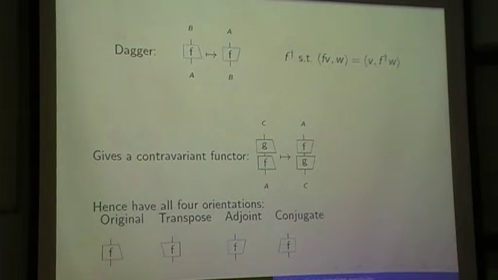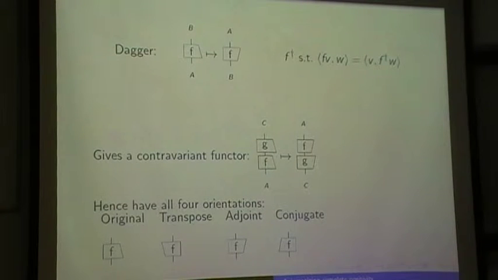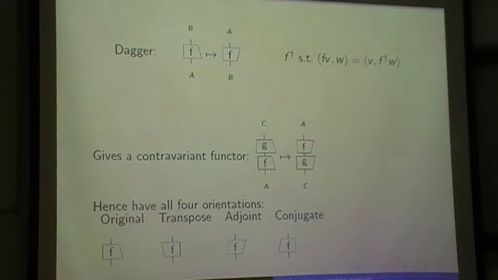FDHilb is also a dagger category, which means it has a functor which we think of as turning a thing upside down, and in this case it's just the Hermitian adjoint. That gives you a contravariant functor. And so for any morphism we have four different versions of it, given by all its possible orientations.